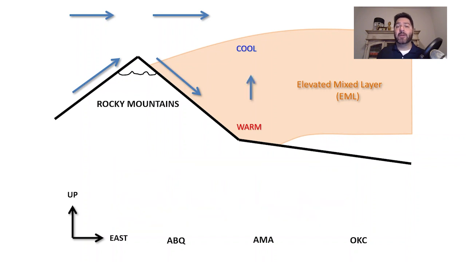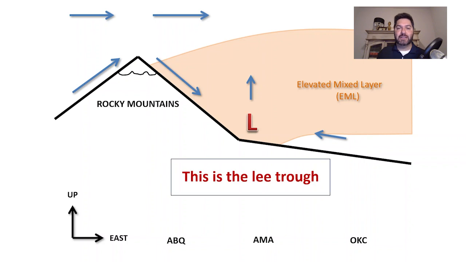Now, again, warm air rises. And because of that, air rushes in from around to fill that vacuum that's left by the rising air. And this leads to formation of a low pressure. And this is the lee trough.